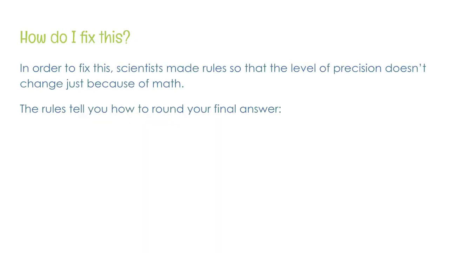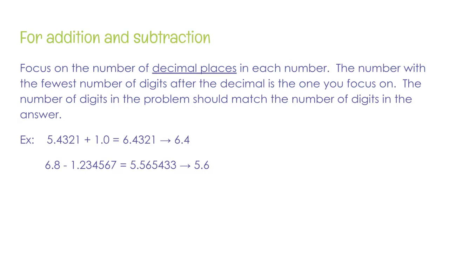So, how we fix this issue: scientists have made some rules so that we don't accidentally add precision just by doing math. Essentially, these rules are going to tell you how to round your final answer. Depending on the operation that we're doing, we need to change how we're rounding these numbers. And it just comes from the nature of addition, subtraction, multiplication, division.